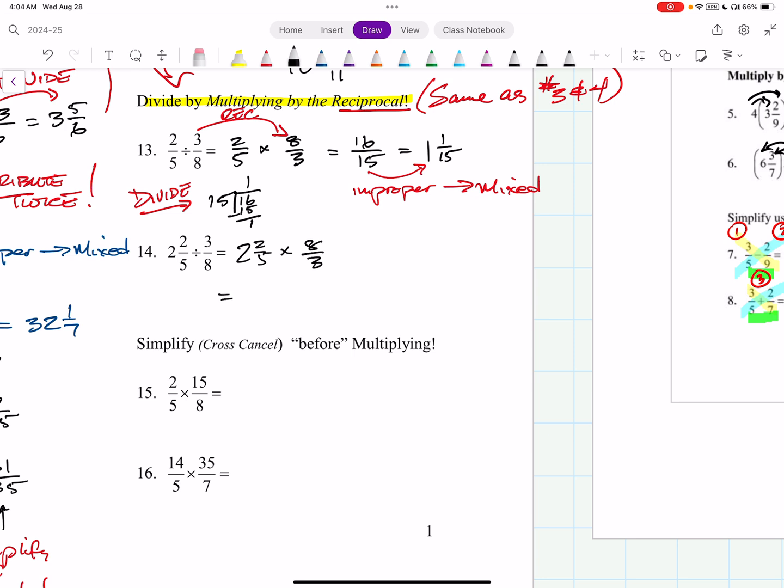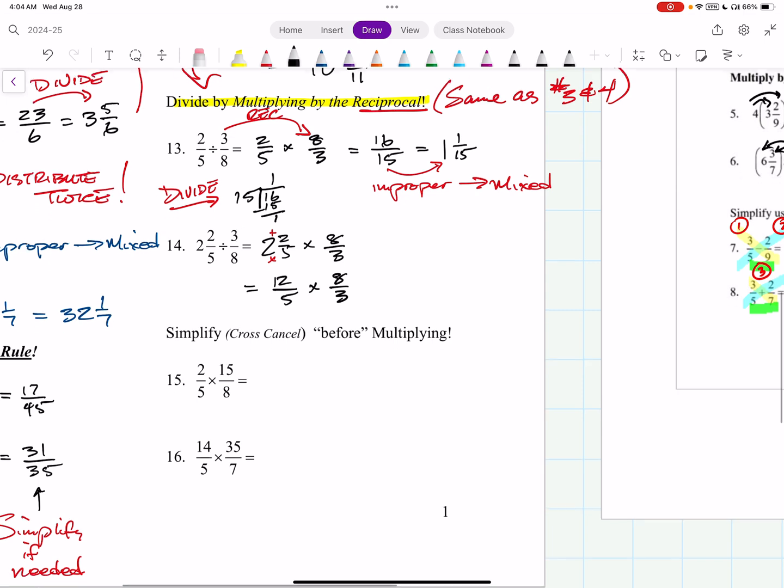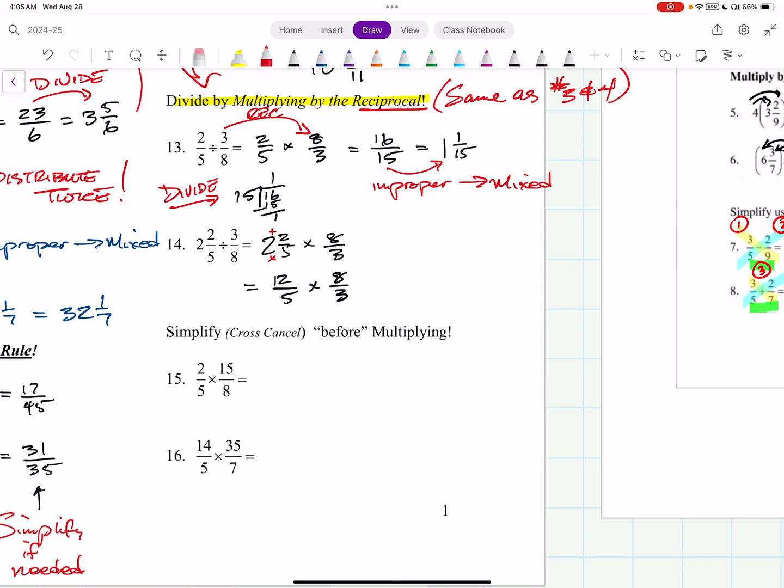Okay, then we're gonna change this 2 and 2/5 to improper. So 5 times 2, you always multiply and then add. So we take 5 times 2 is 10, plus 2 more is 12. I gotta multiply it by the reciprocal, which is 8/3. Now you have a choice here, guys. You can multiply first. However, I don't suggest that because 12 times 8 is 96.